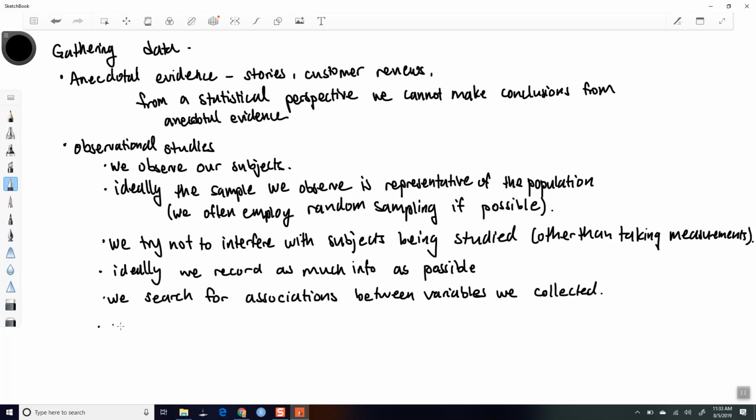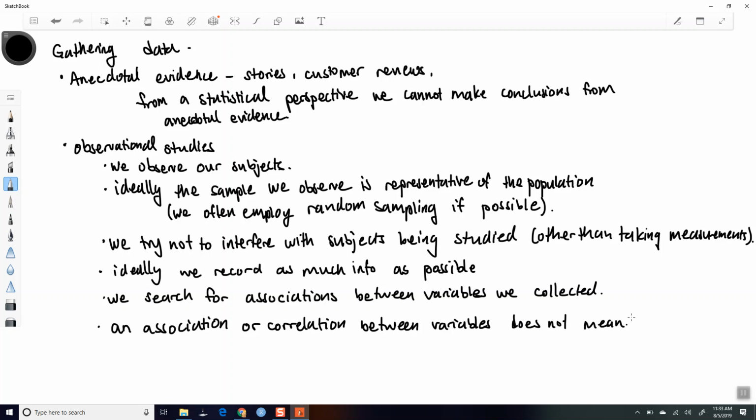but in an observational study, an association or correlation between variables does not mean that there is a cause and effect relationship between variables.